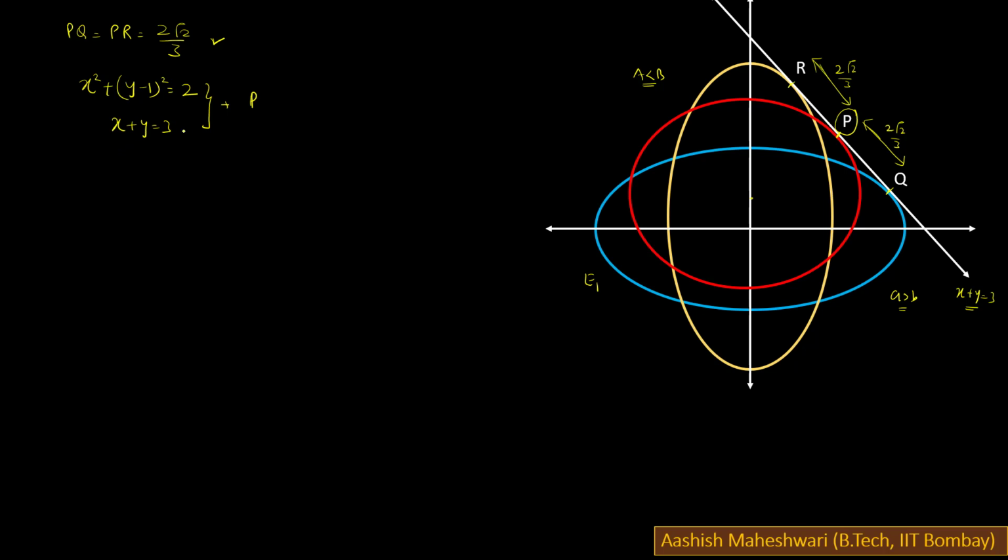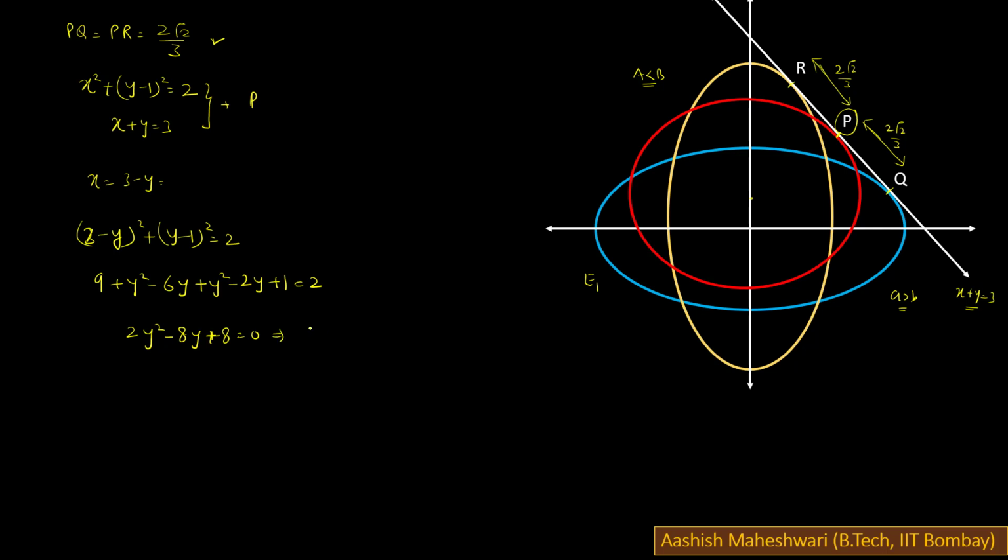So if I solve these two equations simultaneously, if I just put x equal to 3 minus y in the first, you will get (3 minus y) whole square plus (y minus 1) square equal to 2. So that is 9 plus y square minus 6y, plus y square minus 2y plus 1 equal to 2. So this is 2y square minus 8y, and then 9 plus 1 is 10, 10 minus 2, this is 8, equal to 0.